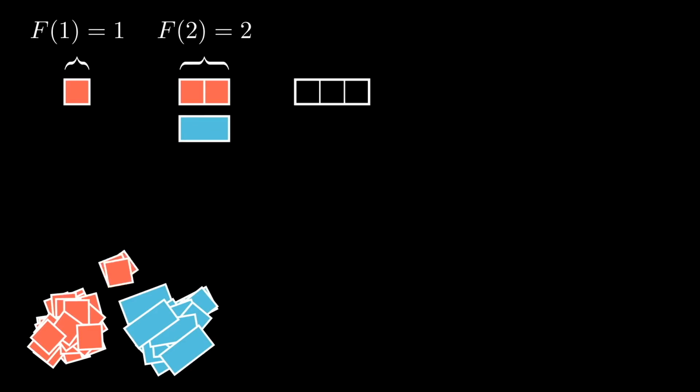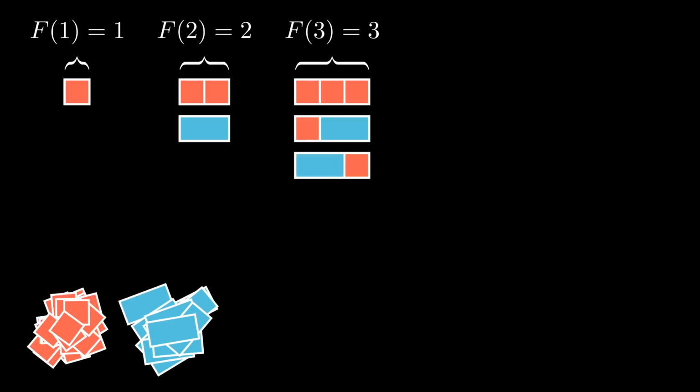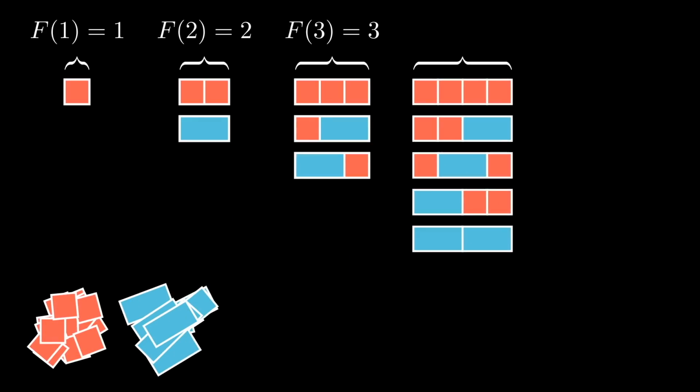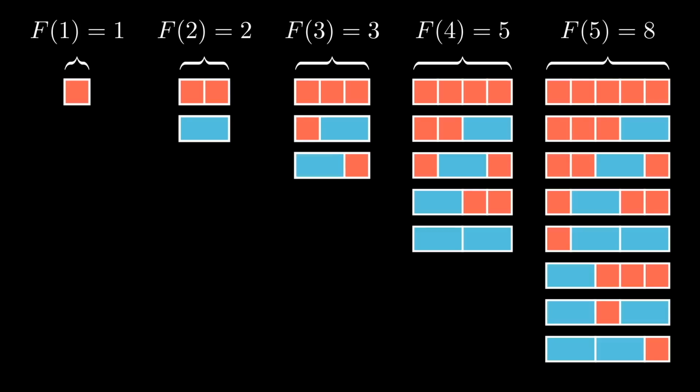A 1x1 can only use a single square, but a 1x2 can be 2 squares or 1 domino, and for a 1x3 we get 3 different ways to tile it. If we stopped here, we might guess that the rule is simply f of n equals n. But looking at the next case, there are actually 5 ways to tile the 1x4 block, so the pattern isn't that simple. Working out all the options for the next case, we find 8 different ways to tile a 1x5 block. At this point, we might recognize this as the famous Fibonacci sequence.